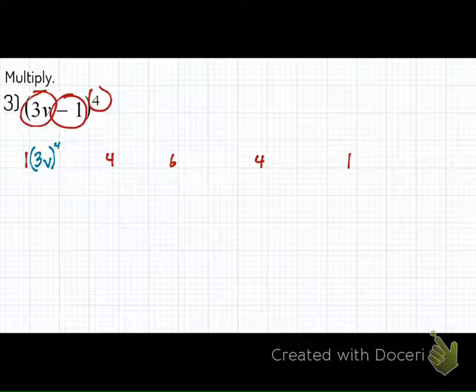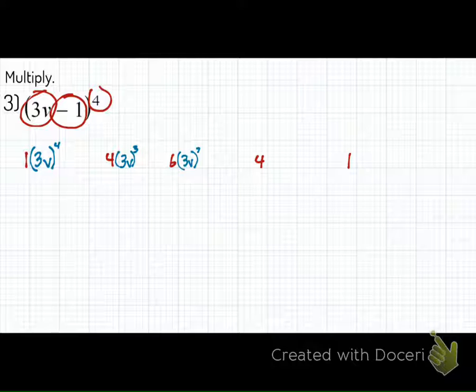my exponents set up. So we got 3v to the 4th, 3v in its own parentheses to the 3rd, 3v to the 2nd, 3v to the 1st, and then 3v to the 0 power. Then we're going to go the opposite direction too, starting with -1. Start with the 0 power. We're going to go opposite, go ascending order now.